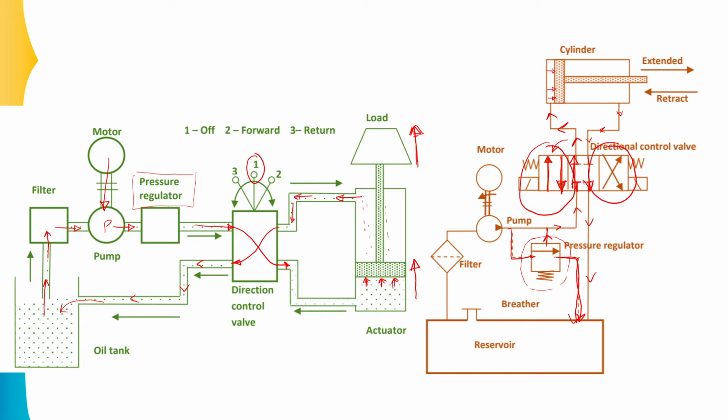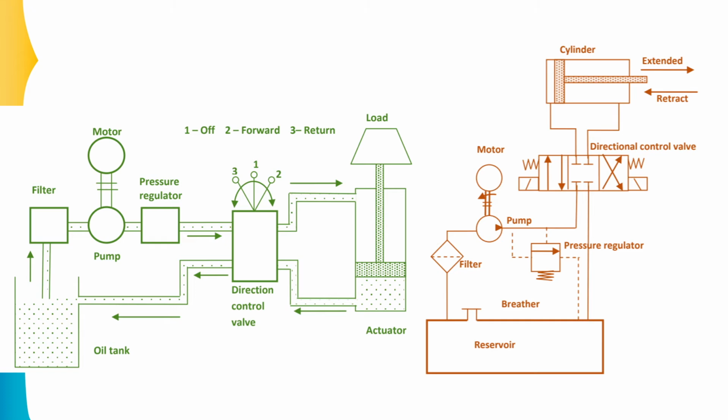Let me just clear everything. So you have to activate this specific part. So what will happen? The flow that is coming will be connected something like this and like this. Whatever the flow is coming from the pump will be directed to the second path. That means in this line diagram, this will be directed like this.